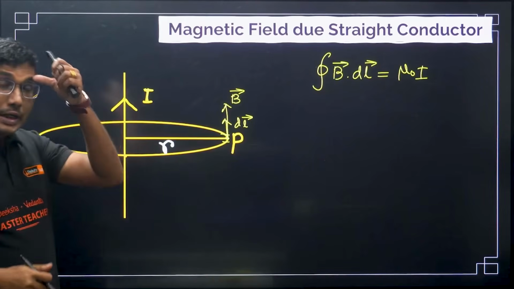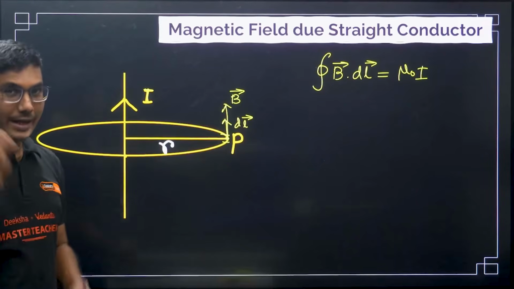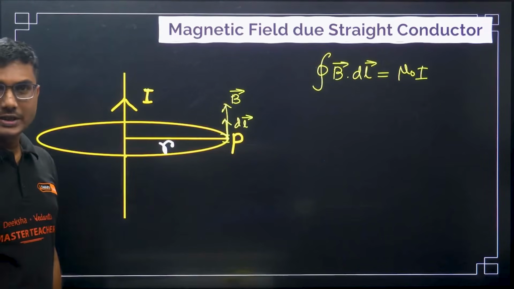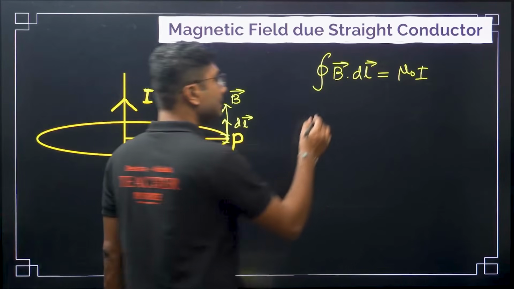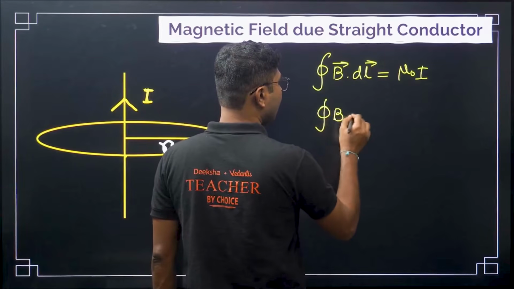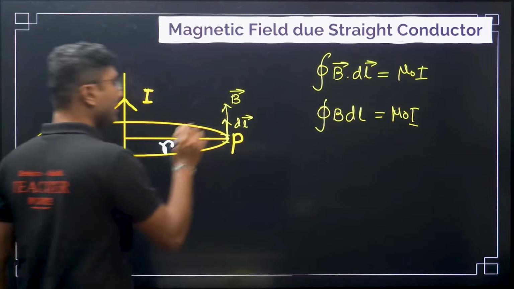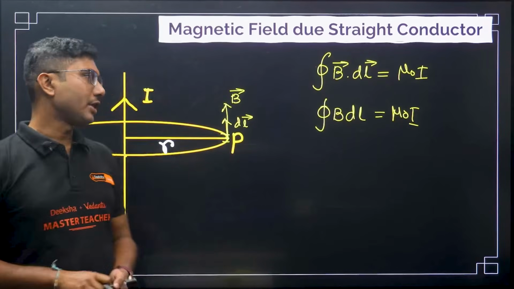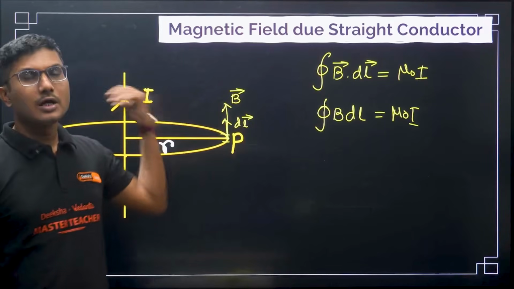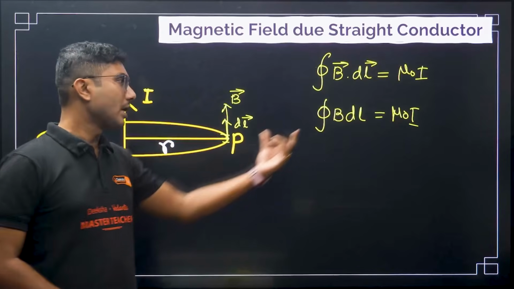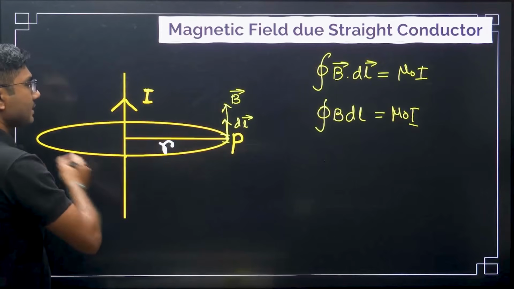Okay, so B dot dl basically means B into dl. Why? B dot dl means B dl cos theta. Now cos 0 is 1, so we can write simply B dl. In this case, because B and dl are in the same direction, the angle is 0, so cos theta is 1. A dot B is AB cos theta, so we can simply write B dl. Also this is a symmetrical surface.